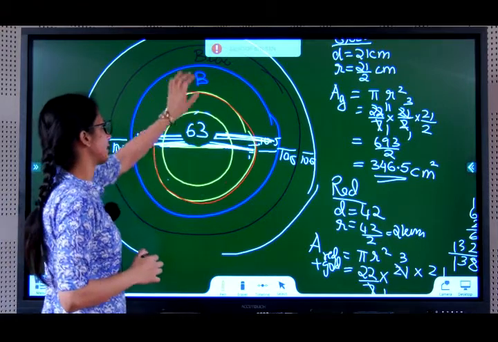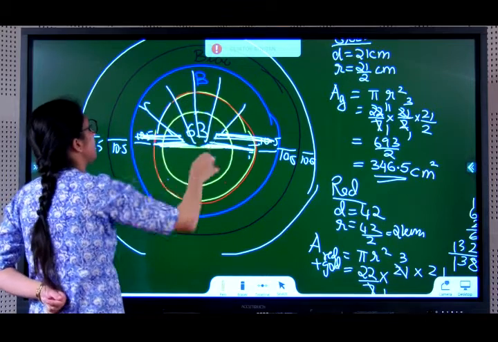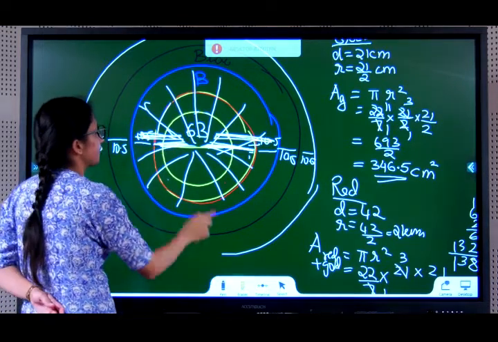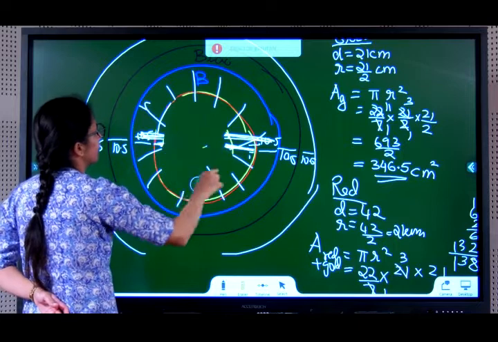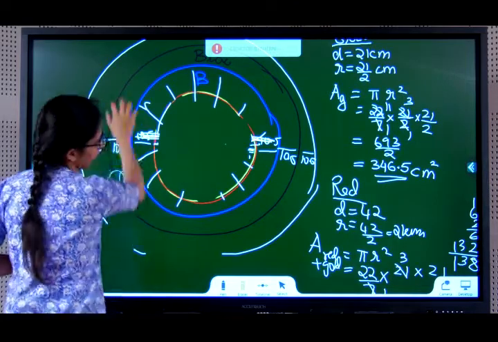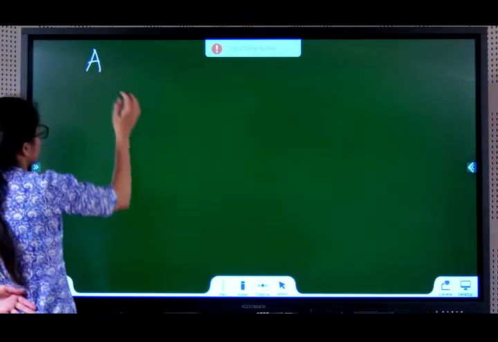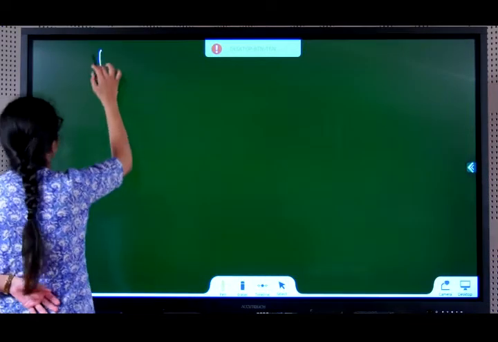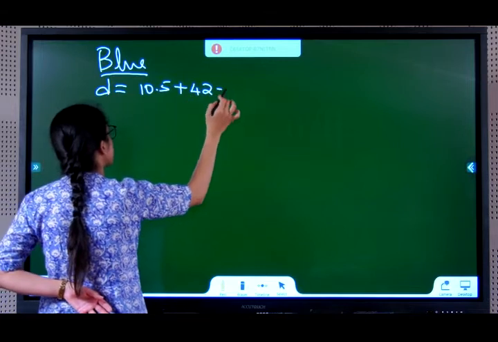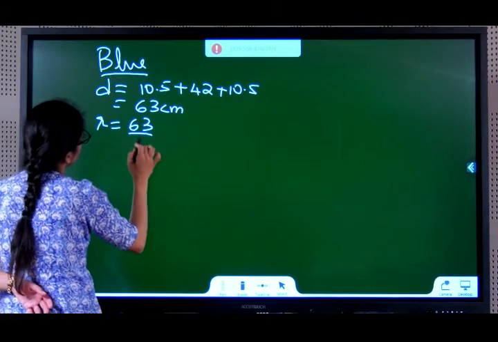So now if I take area, I am going to get area of blue plus red plus gold. But I want only blue. So what will I do? I have to then subtract gold and red. Understood? Okay. So let's write it down. So first we are taking blue. So for blue, first diameter will now be 10.5 plus 42 plus 10.5, 63 centimeters. Radius is 63 by 2 centimeters.